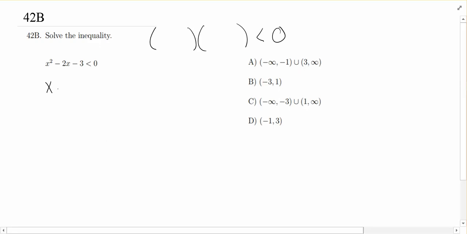So we need to say what multiplies to be negative 3 and adds to be negative 2. So negative 3 and positive 1.